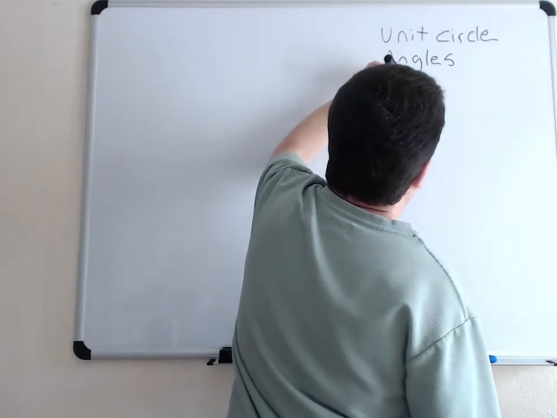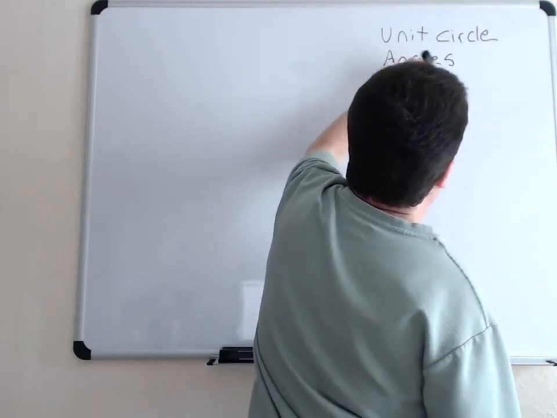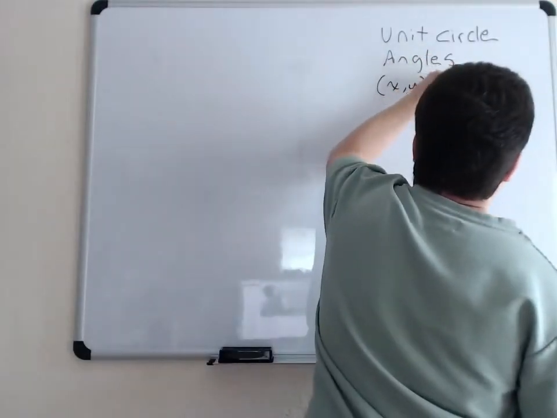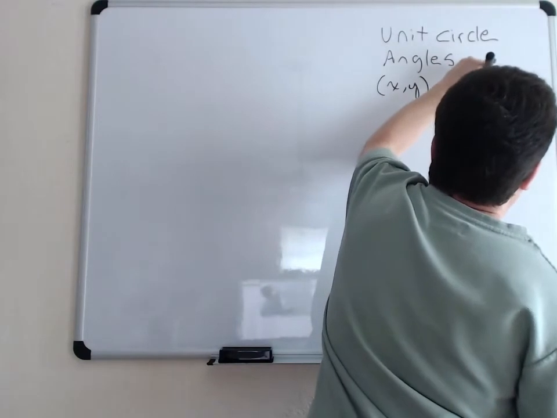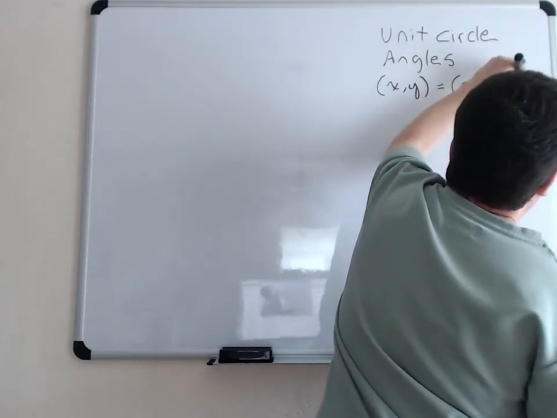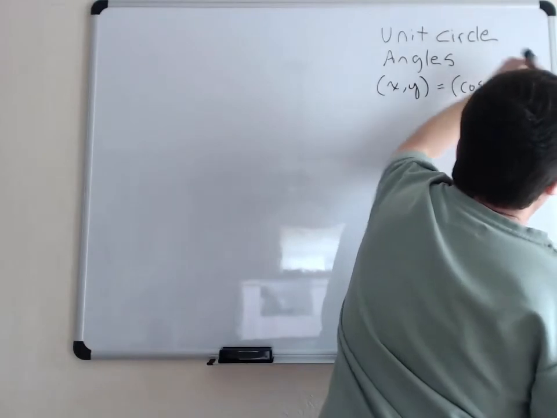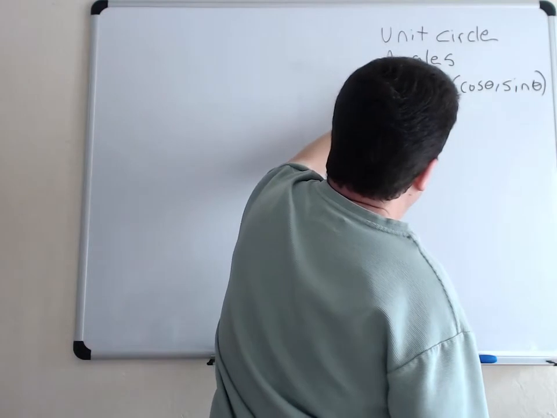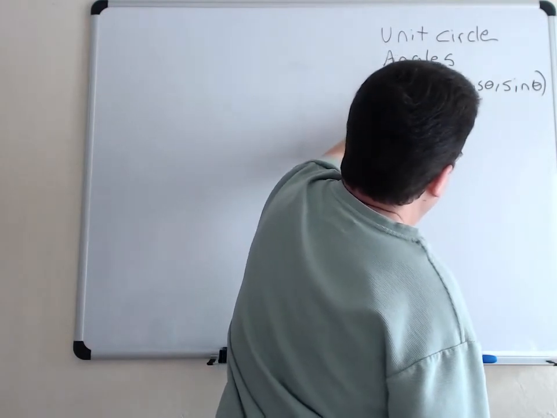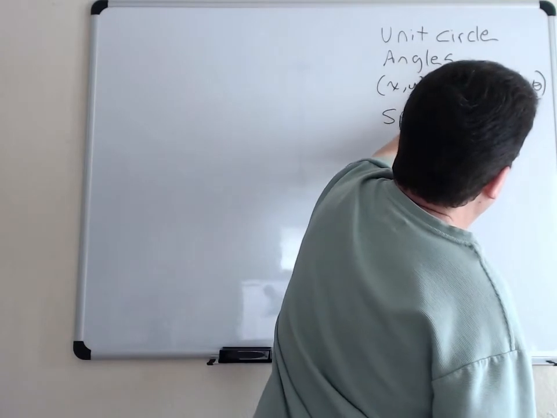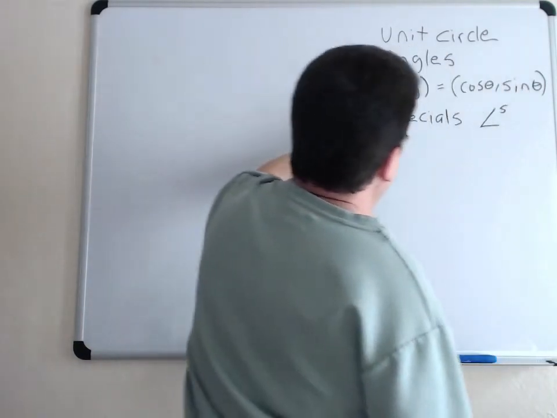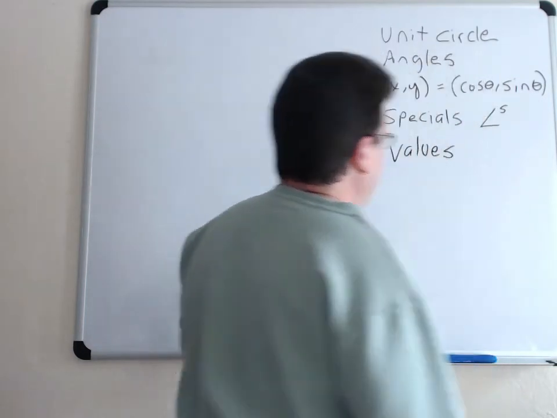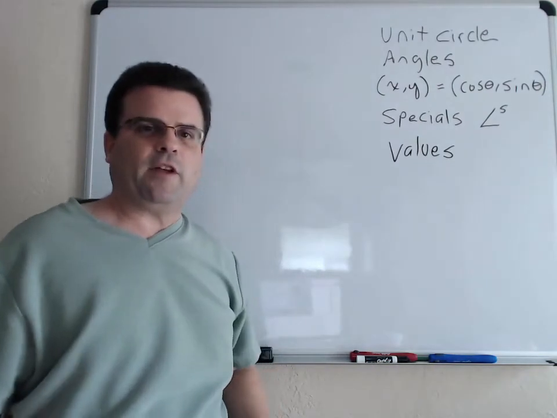The fact that the xy coordinate of where the terminal side of the angle intersects the unit circle is equal to cosine theta, sine theta. The special angles, I'll just use an abbreviation for angle, and the values. Those are the values that the cosine and sine of the special angles can be.